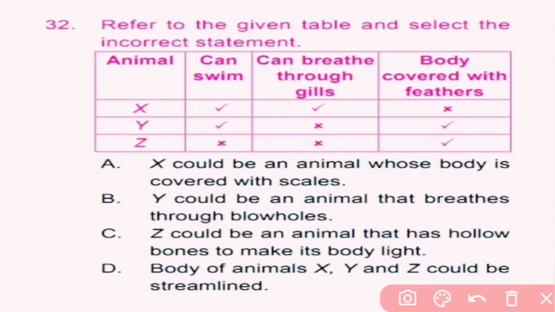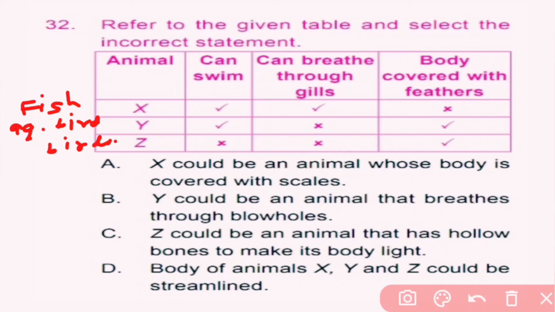Question number 32. Refer to the given table and select the incorrect statement. Animal X can swim, can breathe through gills and their body is not covered with feathers, so they can be fish. Animal Y can swim, cannot breathe through gills and their body is covered with feathers, so they can be aquatic birds. Animal Z cannot swim, cannot breathe through gills but their body is covered with feathers, so they are birds.